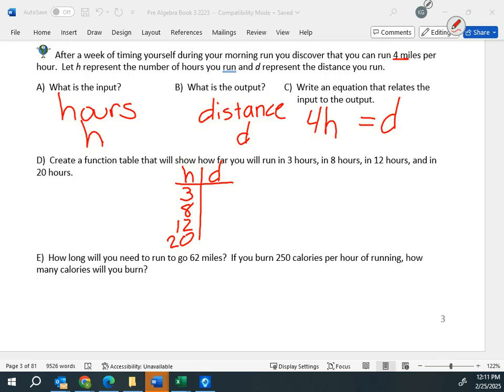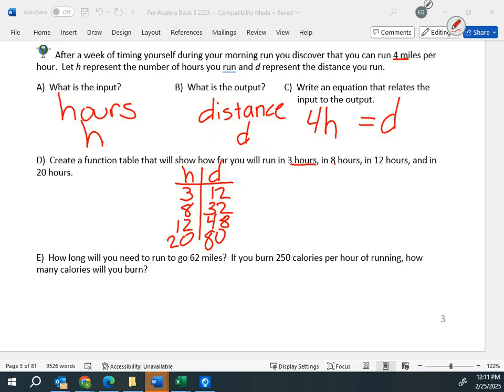Yeah, if I run 3 hours, 3 times 4 is 12 miles. What if I run for 8 hours? Amala? 32 miles. What if I run 12 hours? 48 miles. And what if I run 20 hours? Hadley? 80 miles.